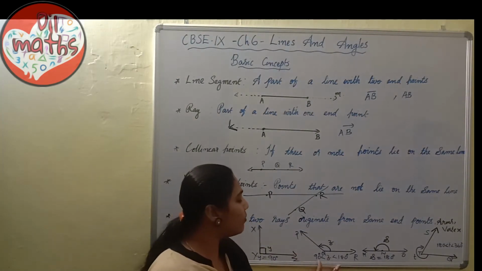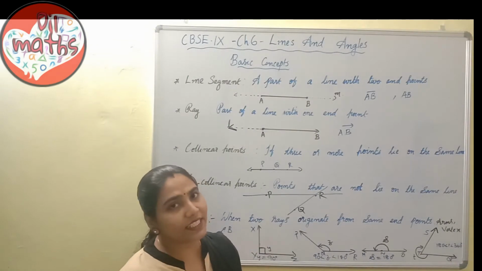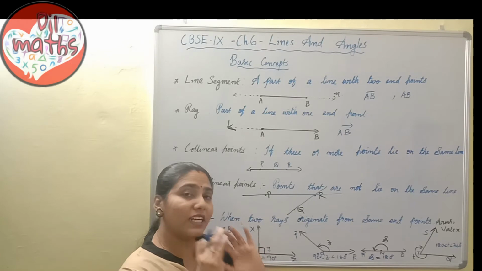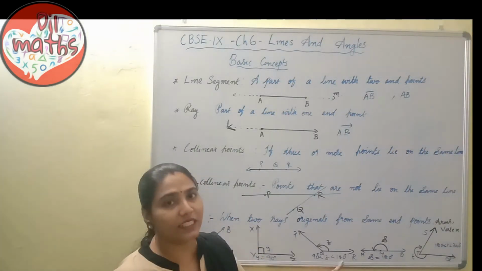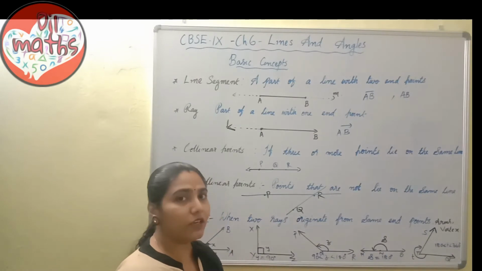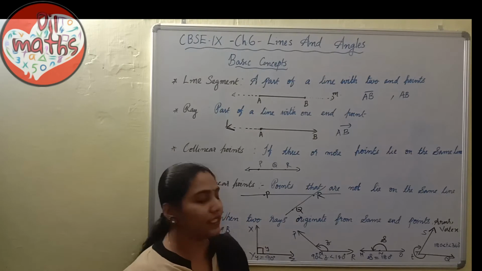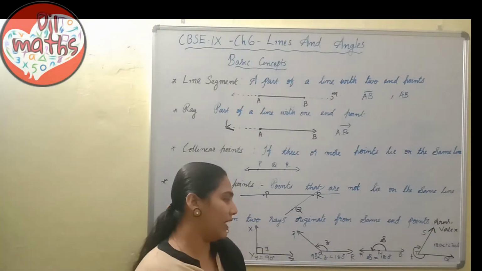The next one is the obtuse angle. If an angle is greater than 90 degrees and less than 180 degrees, that means that angle should be greater than 90 degrees and less than 180 degrees, then that kind of angle we can call an obtuse angle. So here PQR is an obtuse angle because it is greater than 90 degrees and less than 180 degrees.